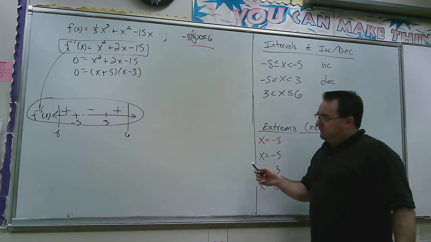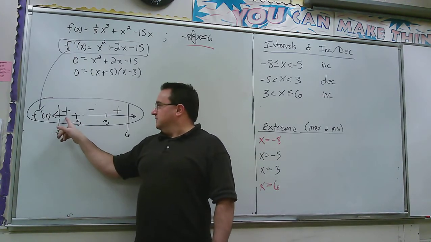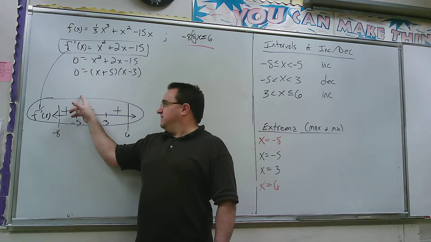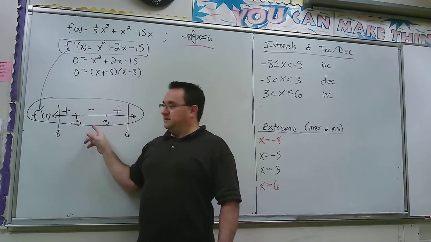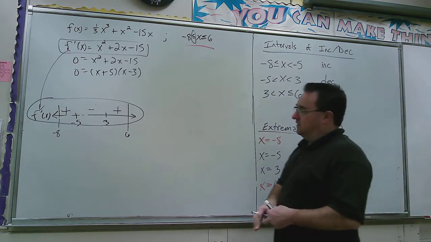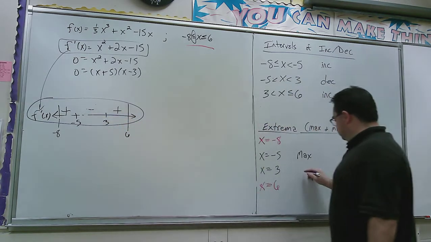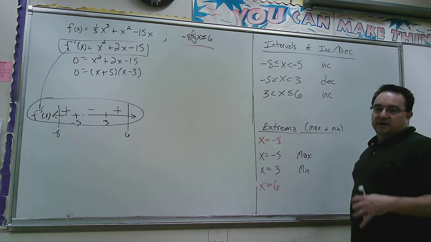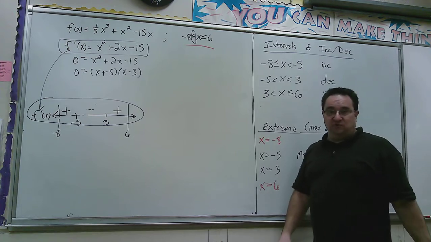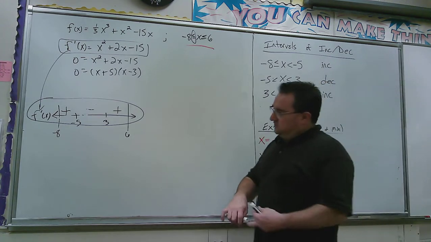Well, at -5, look what's happening around it. What happens when you go up and then down? That's got to be a maximum. Up and then down. And this has to be a minimum. Down and then up. Now I'm going to say this, but then we're going to draw it. So maybe you won't be sure how to do that, but let's look. This is the easier one.